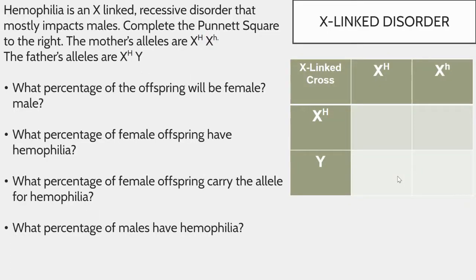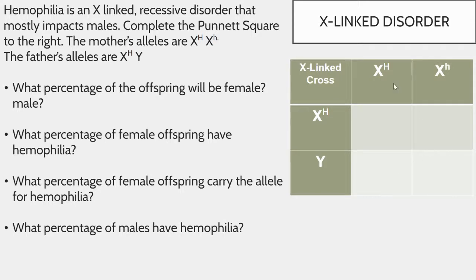All right, the next type of Punnett squares that I want to talk about are a little bit different. They have to do with sex-linked disorders. In this case, it's an X-linked disorder, carried on the X chromosome, and it is, in this case, going to be hemophilia. Hemophilia is a recessive X-linked disorder that mostly impacts males. Complete the Punnett square to the right.